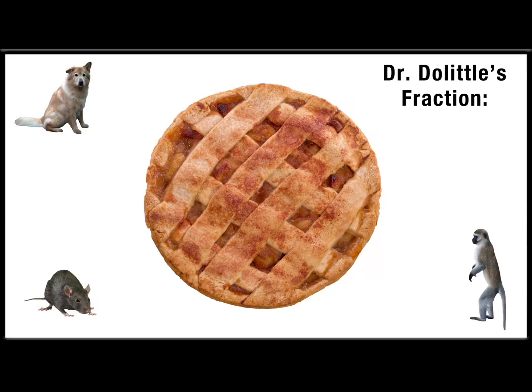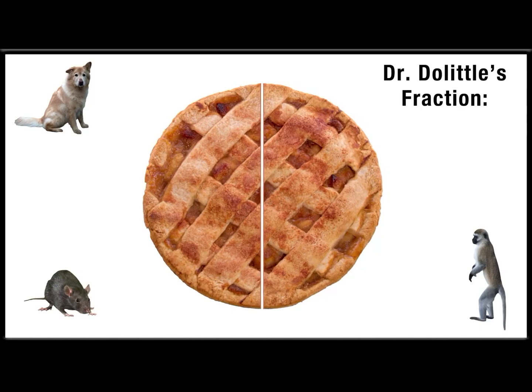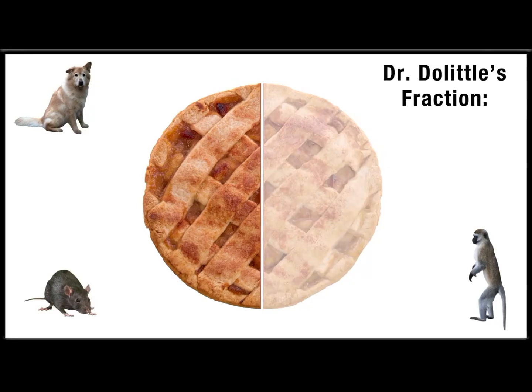First, Dr. Dolittle cuts the pie down the middle. Now there are two pieces of pie. If Dr. Dolittle eats one piece, he will be eating 1/2 of the pie. 1/2 is a fraction. We write the fraction like this.